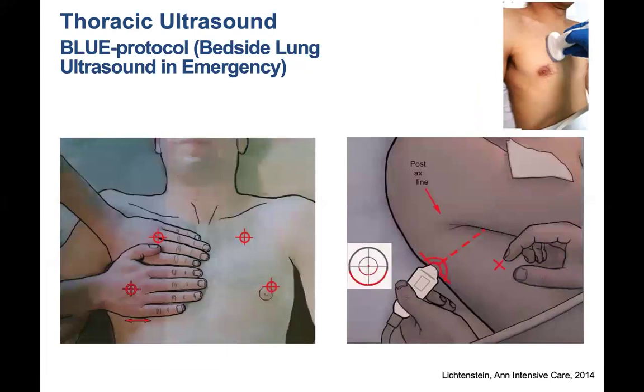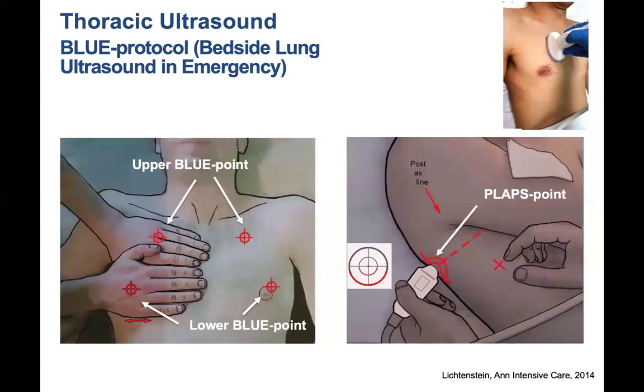So again, thoracic ultrasound using this BLUE protocol, if we review these points again, one other way to find the points is to put two hands on the patient's chest, as seen here in this photo. If you do that, that upper BLUE point will kind of be where the fingers meet the palm. And the lower BLUE point will be the center of the palm, again, kind of right around the nipple line in males. And the PLAPS point will be, again, that posterior axillary line, or maybe even a little posterior to that, parallel along the bed.